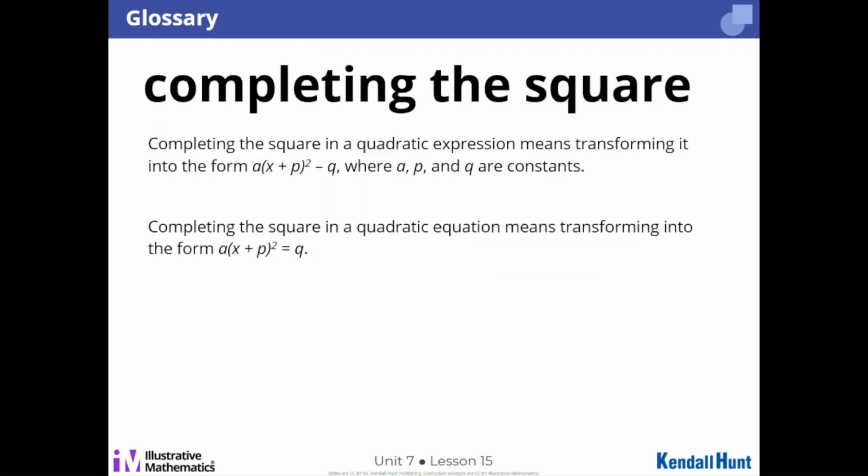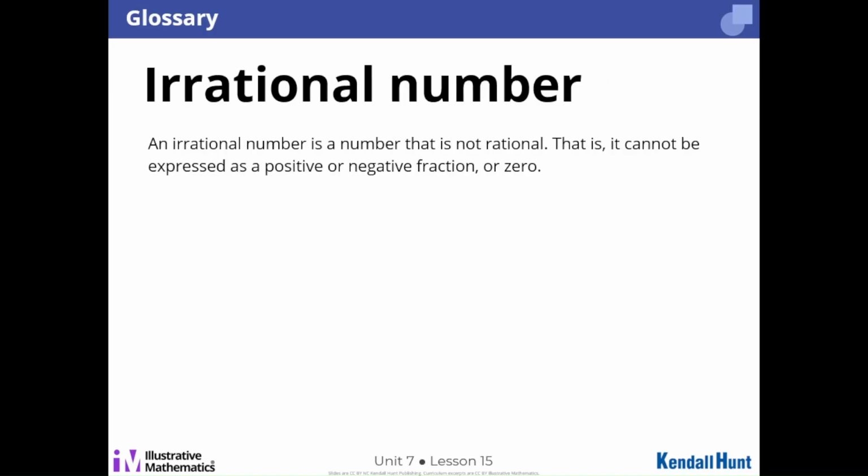For the glossary terms, we've got completing the square. Our last 3 videos have been about this. The goal in completing the square is to end up with a factored form perfect square on the left, and then we're able to take the square root of both sides and solve for x to find our answer. The next term is irrational number, and this simply means any number that cannot be written as a fraction, whether that's a positive fraction or a negative fraction, or 0.